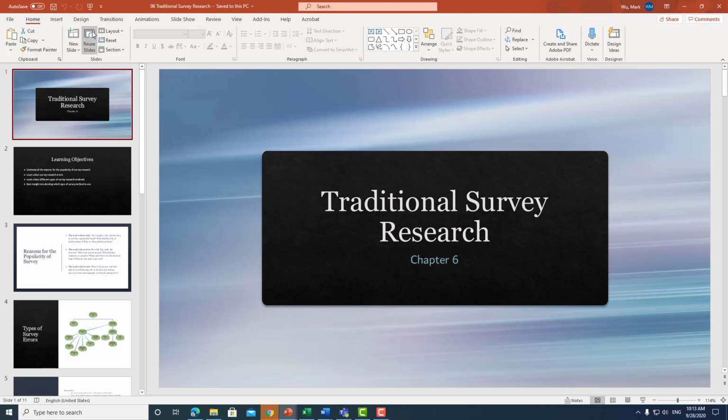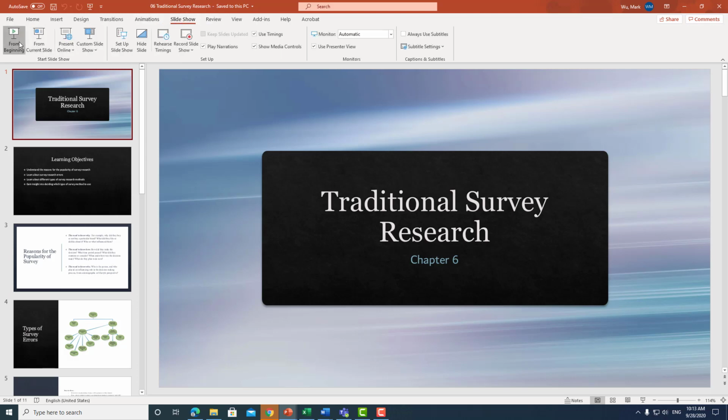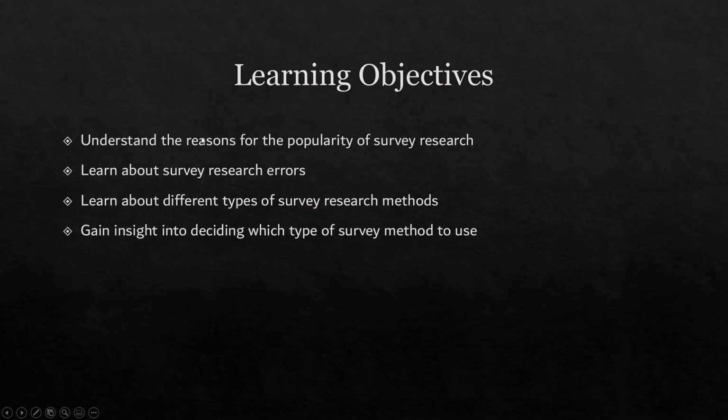Today we're going to talk about chapter number 6, traditional survey research. Let's see from the beginning. All right.